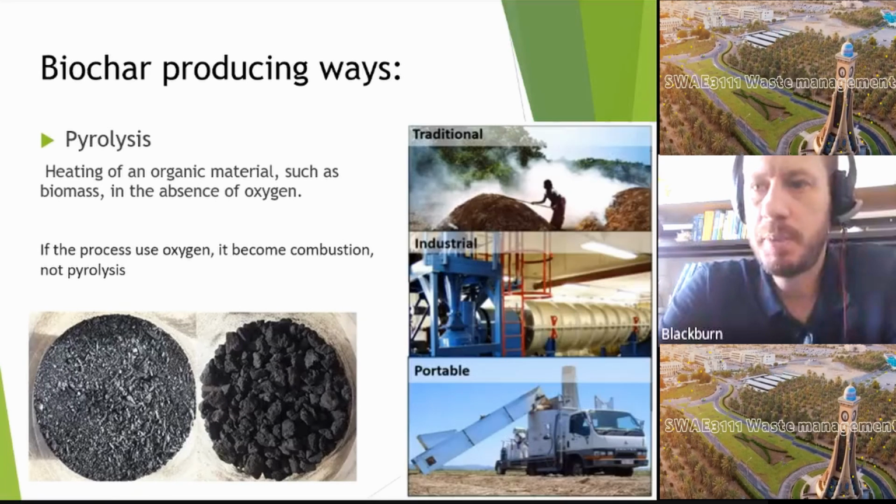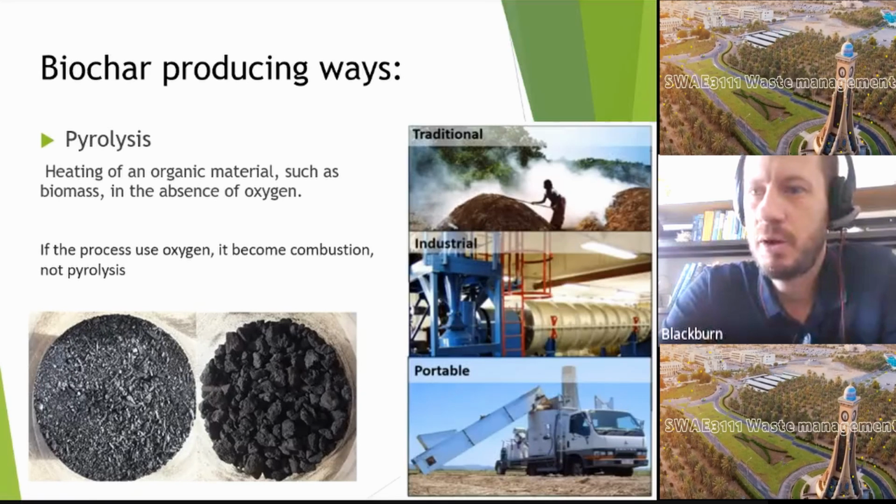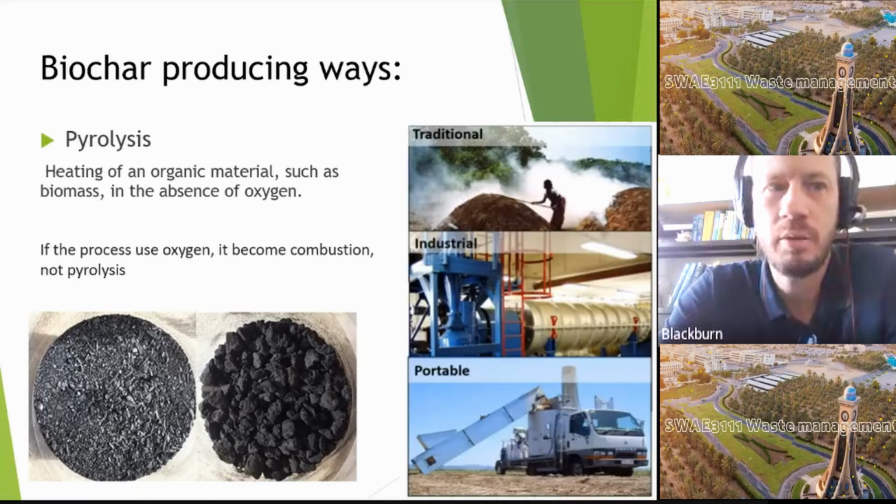Ahmed, you explained that biochar is an alkaline amendment. Yes. And Oman soils are alkaline also. So what is the point of adding an alkaline amendment to an alkaline soil? Can you explain that? How do you get around this?